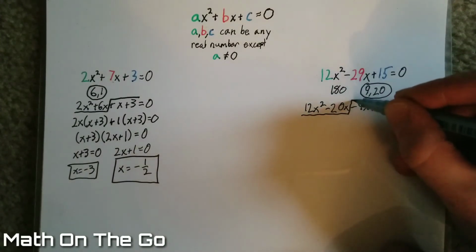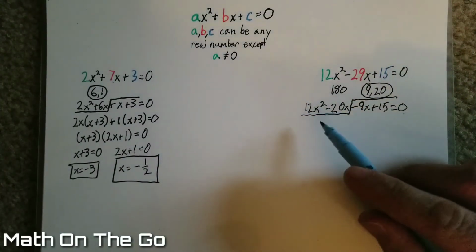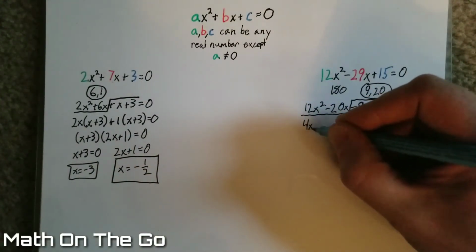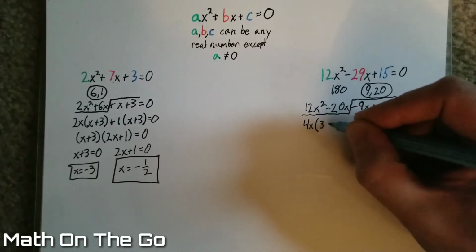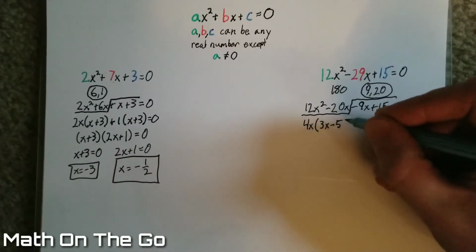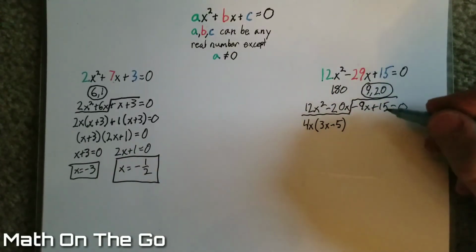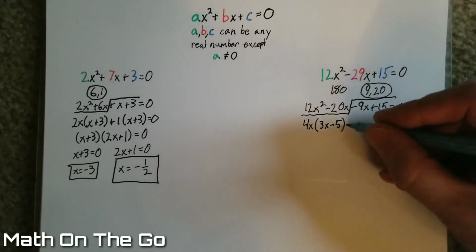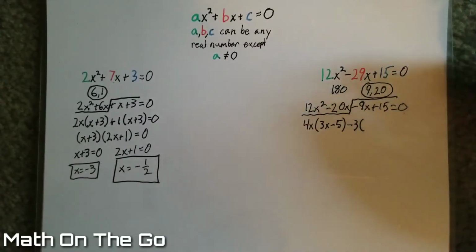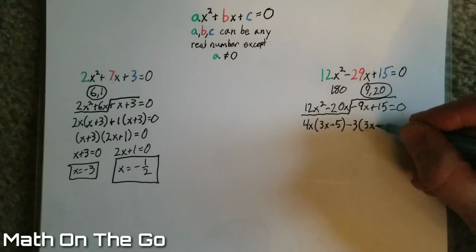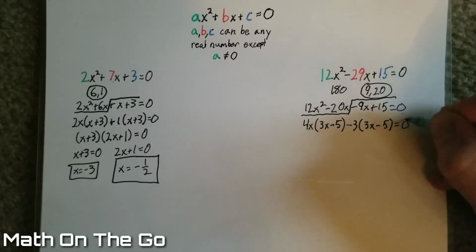Again, we've got two terms here. So on the left side, we can factor out a 4x, and we're left with 3x minus 5. And on the right side, we can factor out a 3. We'll take a negative 3 out, which leaves us with 3x inside and a negative 5 equals 0.